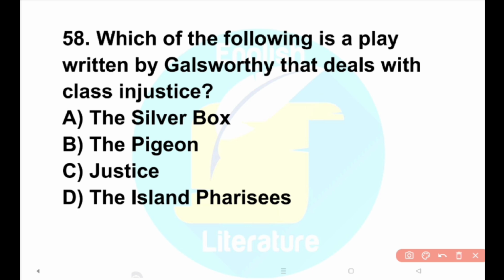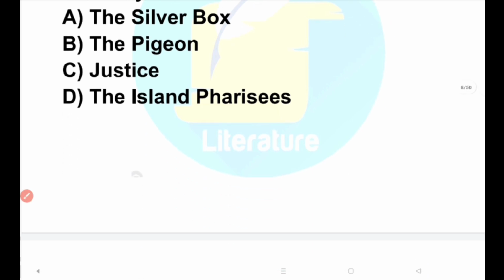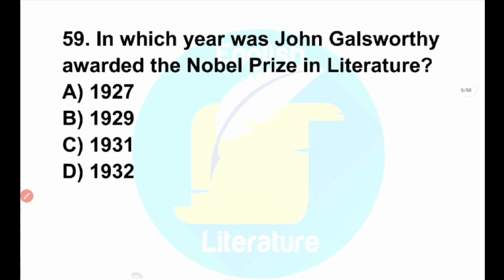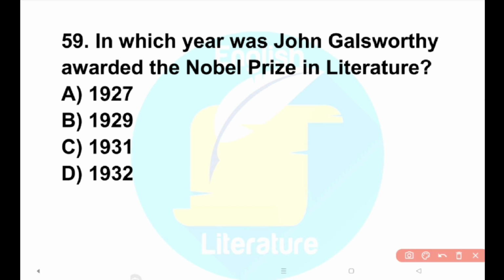Next, in which year was John Galsworthy awarded the Nobel Prize in Literature? Option D, 1932. Galsworthy received the Nobel Prize in Literature in 1932 for his distinguished art of narration, particularly in the Forsyte Saga.